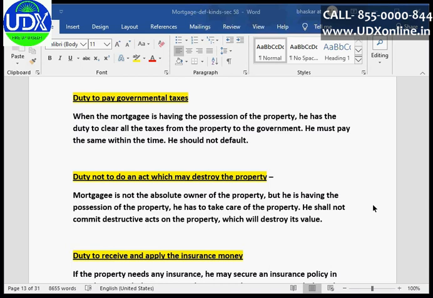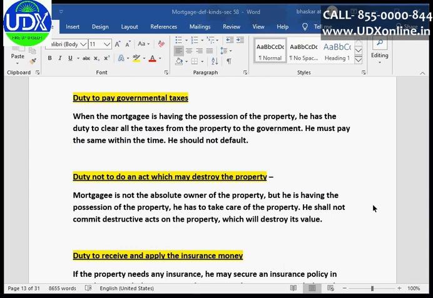So the law says, hey, Mr. Mortgagee, protect this property, and you should not do any act which is going to destroy the value of the property. Do not do any such things. But law is law, law is in the book. Okay, now let us go to the next point.